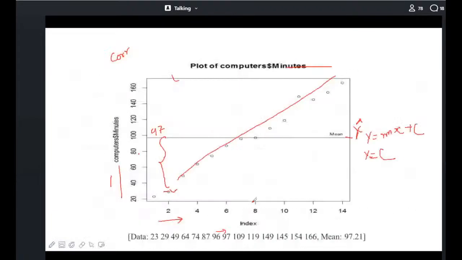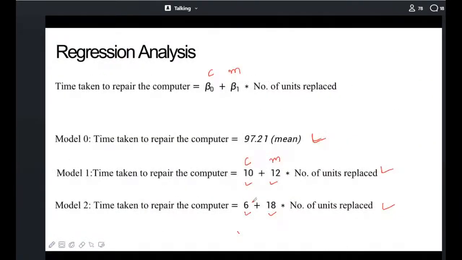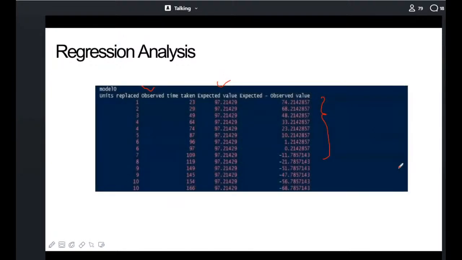Like when the number of units replaced was 1, if I put this in the equation, 10 plus 12 into 1, I'll get some value. Then I put 2, so 10 plus 12 into 2, I'll get some value. That will be my predicted value based on the line. The observed minutes are represented by Y, and the predicted value we get using this equation. So we did that. This is with respect to the mean.